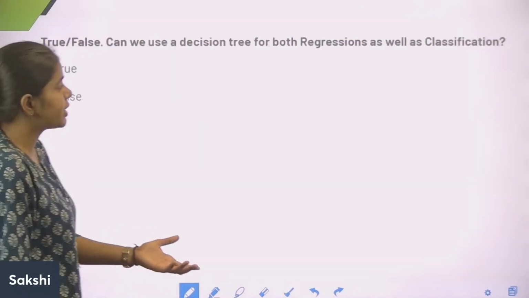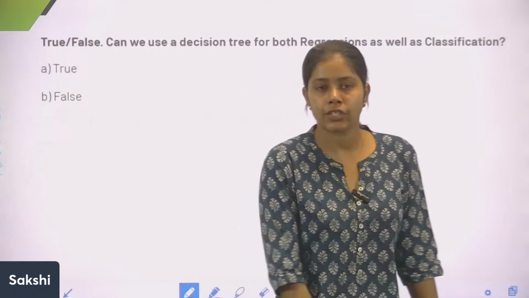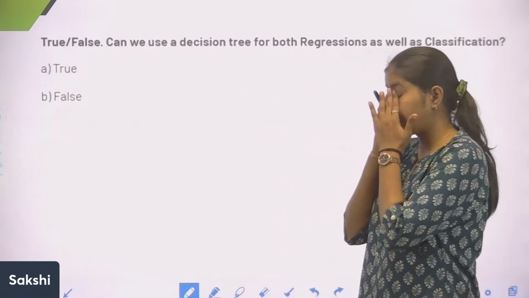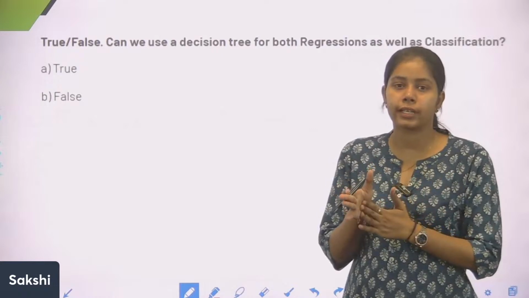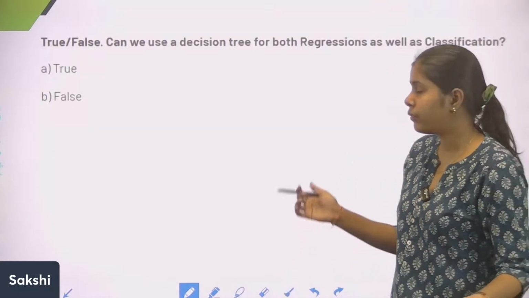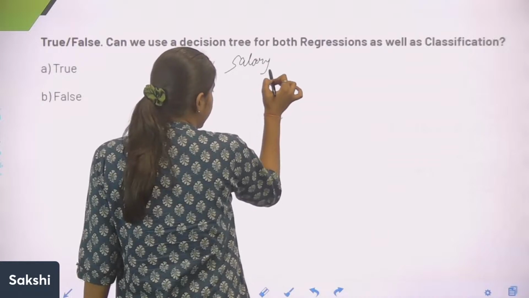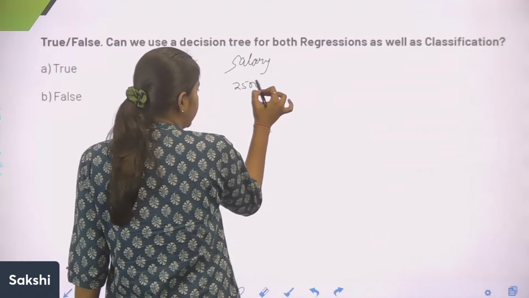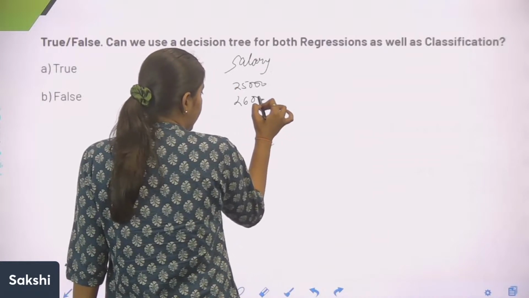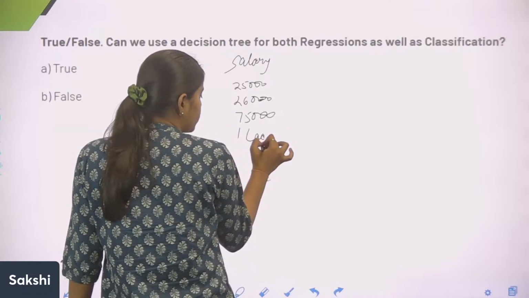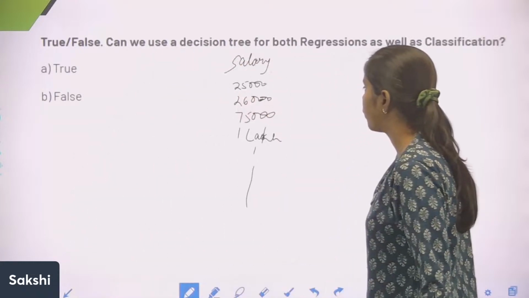Can we use decision tree for both regression and classification? Just tell me guys quickly, can we use both? Yeah, we can use that. What would we do? Let's suppose one of the features is salary, right? And we have 25,000, 26,000, and we have 75,000, and we have 1 lakh. So we have all these numerical values. So what would we do?